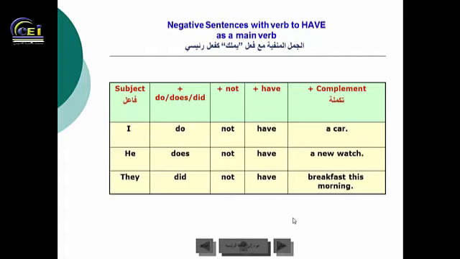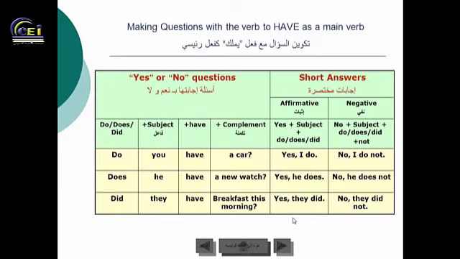With verb to do or verb to have, we put not after verb to do. But I won't make any questions with the verb to have as a main verb. I will ask with verb to do. The examples: do you have a car? Do, then the subject pronoun you, and have as a verb in the infinitive. Do you have a car? Yes, I do. Or, no, I don't.